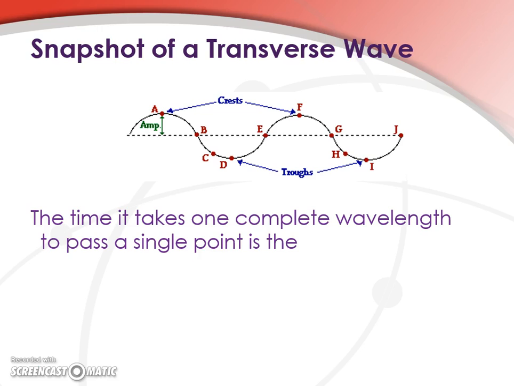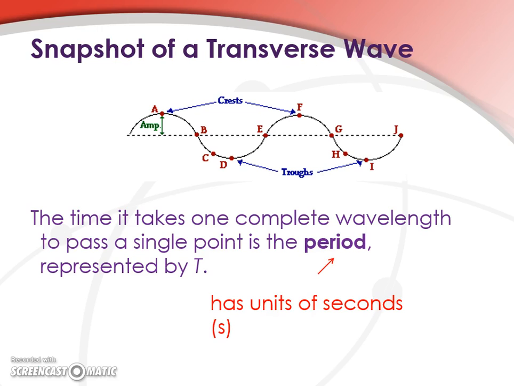But a wave, of course, propagates through time. So we can measure the time it takes for a complete wavelength to pass a given point. So if we take point F, for example, and we wait for another maximum amplitude, that's a full wavelength. Well, we can call that the period of the wave, and we can represent that by capital T. And of course, since it's time, it has units of seconds.